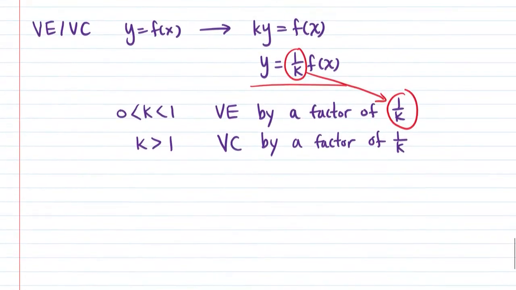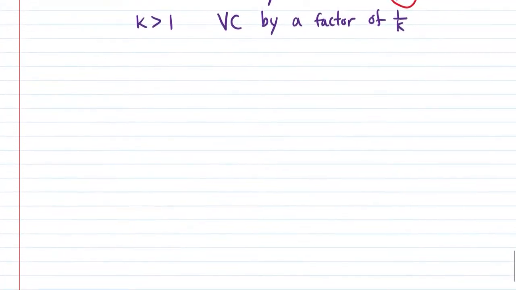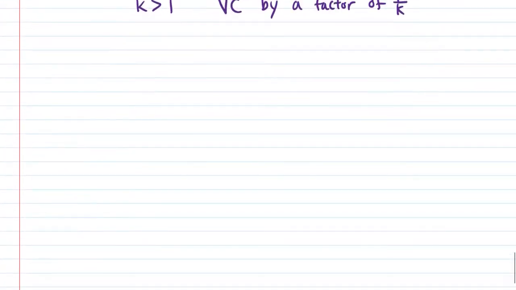So enough of all the rules. Let's apply those rules to the examples. For the following examples, we're going to identify what transformation is happening, and we're going to identify the k values and whether it is for expansion or compression.